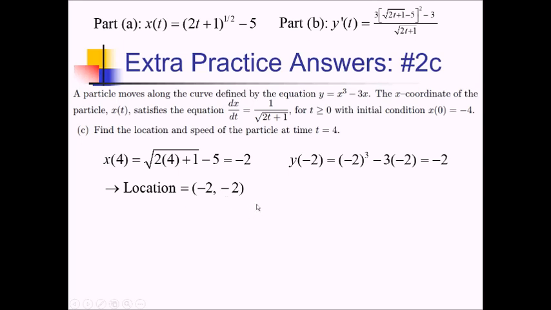Now we need the speed. To get the speed, I need the square root of x prime of 4 squared plus y prime of 4 squared. Well, that means I need x prime and y prime of 4. So let me go ahead and find each of those. For x prime, I just need to plug 4 into dx over dt. So 1 over the square root of 2 times 4 plus 1. Well, this is really just 1 over 3, because this is the square root of 9 again. So that's not so bad.